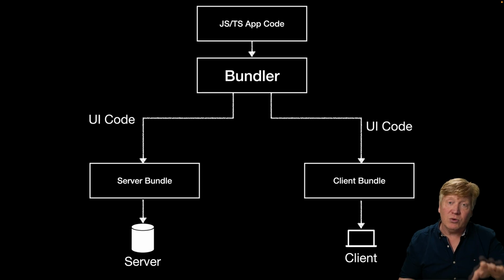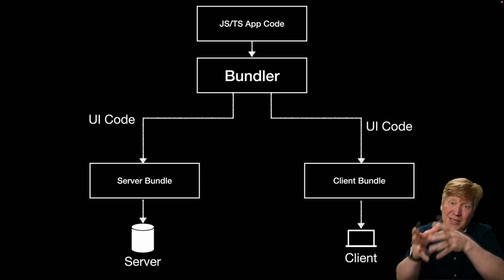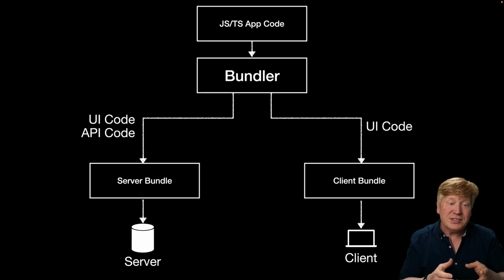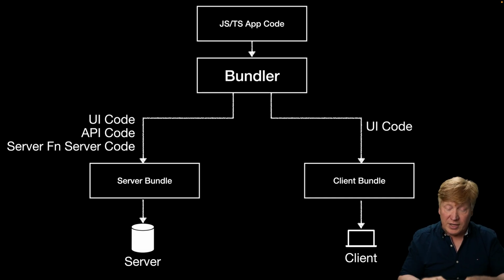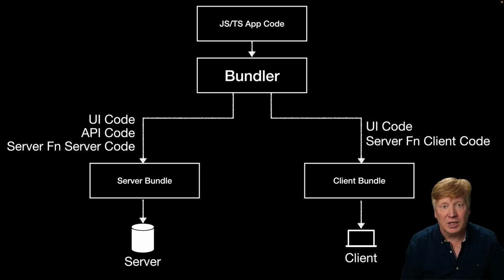Because when you do a server-side render request, the server actually renders the UI code in memory on the server, creates the HTML payload, and sends that over to the client. So it needs all of the UI code. Now, when a server has API code, that is only in the server bundle. That goes for server function server code as well. So the body of the server function goes into the server bundle, and then the server function client code goes into the client.